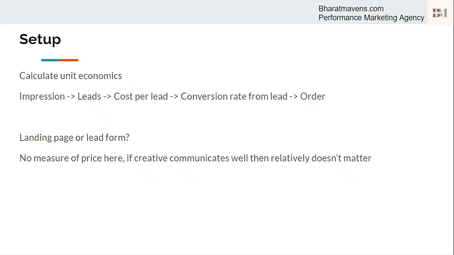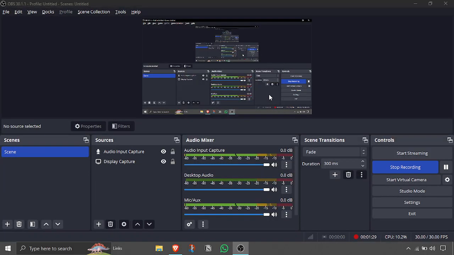Then you want to evaluate landing page or lead form. People say that if you are selling a high value product, send them to a landing page. We have not seen any data like that, because we have sold 16,000 rupees worth of products on a single order purely from Facebook lead forms, and also sold 200-500 rupee products from a landing page. So there is nothing like, if you have a high price, send them to a landing page only. These are the prerequisites we must be calculating.